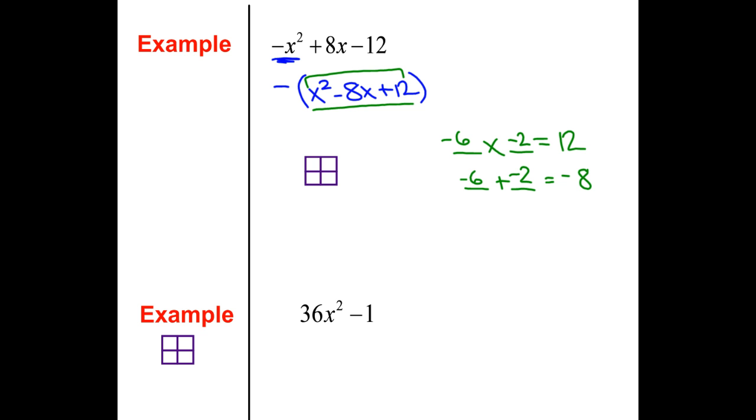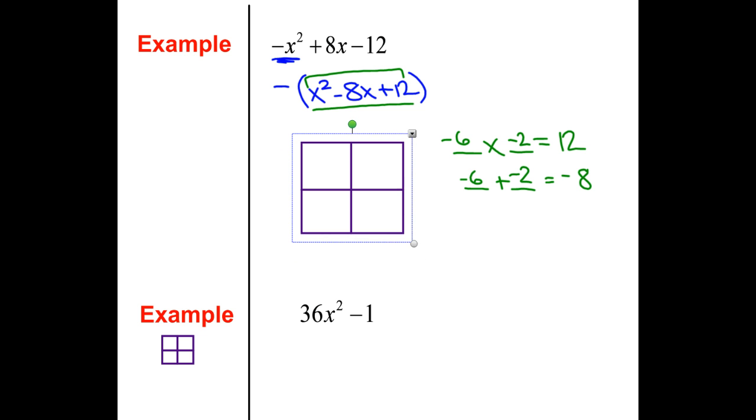Now we're going to bring over our box and fill in our pieces. So we have x squared up on the top left, positive 12 on the bottom right, negative 6x here, negative 2x here. Factor out of x squared and negative 2x is going to be x. Negative 6x and positive 12 is going to be negative 6. X squared and negative 6x is x. Negative 2x and positive 12 is going to be negative 2.